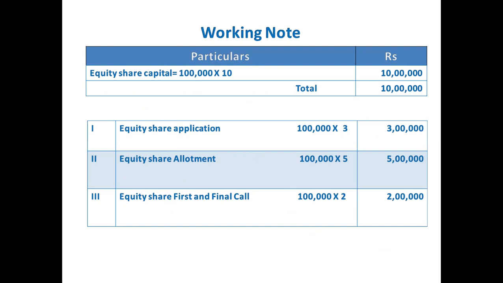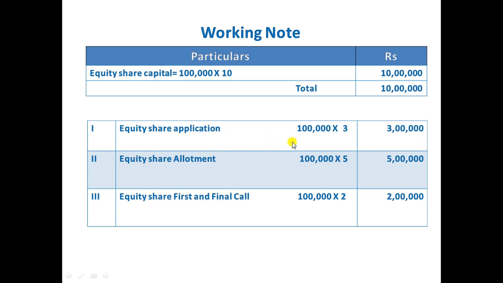First we need to calculate the total capital of the company. See, equity share capital 1 lakh into 10 each. The rate per share is 10 and the number of shares issued by the company is 1 lakh. So the company is going to collect from the common public a total of 10 lakh rupees as share capital. This 10 lakh the company is going to collect in 3 installments. The first installment is called equity share application, the second installment is called equity share allotment, and the third installment is called equity share first and final call.